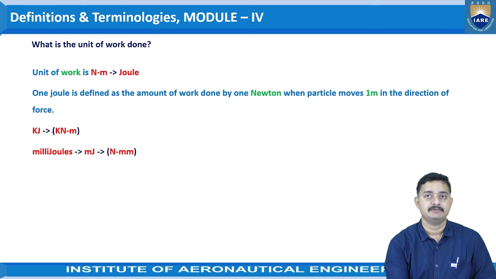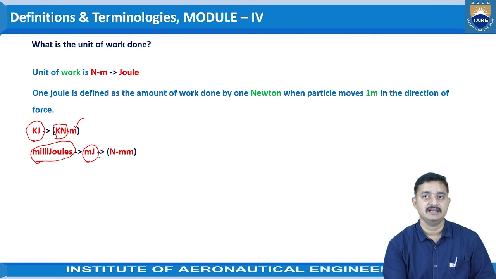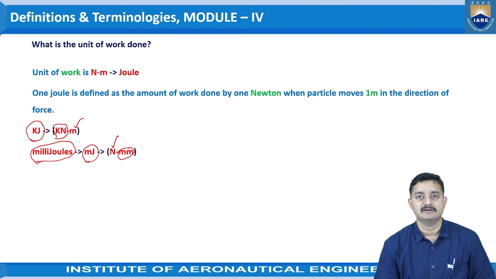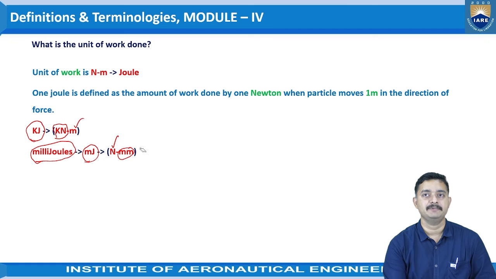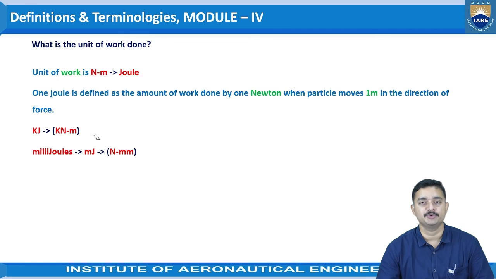Coming to the multiple representations of this unit, we can represent the units in the form of kilojoules and millijoules. Kilojoules is represented as kilonewton meter. Millijoules, represented as mJ, uses the units Newton millimeter. This is the variation of units selected depending on the given inputs. So kilojoules is kilonewton meter and millijoules is Newton millimeter.